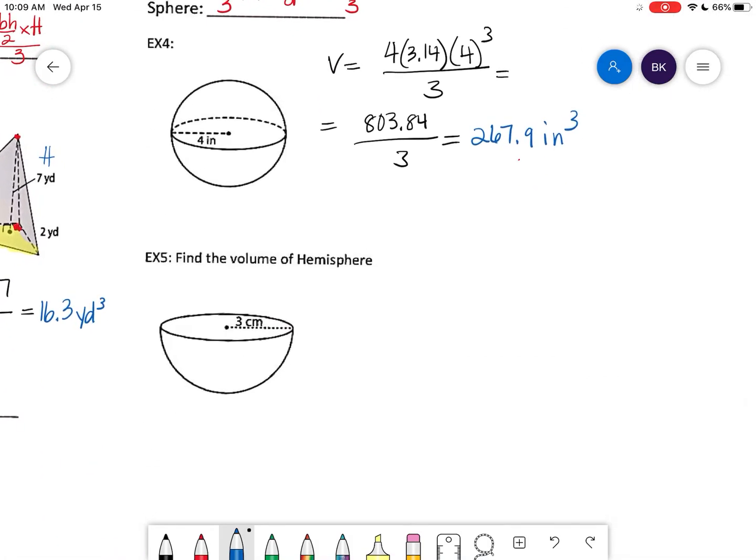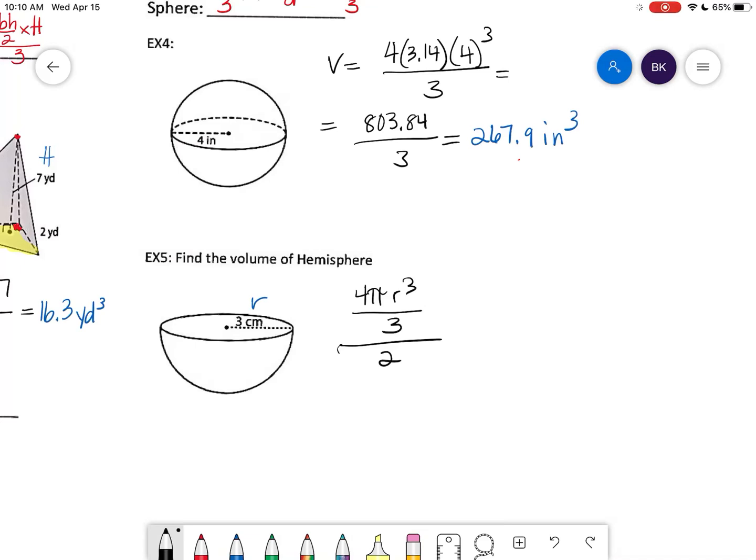Final example, ladies and gentlemen, this is half of a sphere, okay? It's a hemisphere, and the radius is given to us. This is your radius, and the only difference is that after we find the volume of the entire sphere, we are going to divide it by 2. So your formula should say 4 pi r cubed divided by 3, right? That's the volume of the entire sphere, and then we're slicing it in half, or finding half of it, so we have to divide by 2.